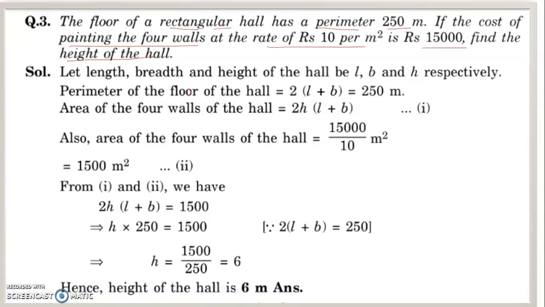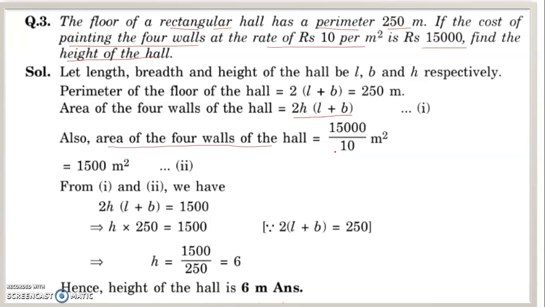So starting with perimeter, perimeter is twice length plus breadth, which is equal to 250. And area of the four walls, see again it has come, this is the third time I'm writing this, so don't get confused, don't forget. Area of the four walls is twice length plus breadth into height. Also, the cost of painting the four walls at the rate of rupees 10 per meter square is rupees 15,000, so we can calculate the area of the four walls of the hall.